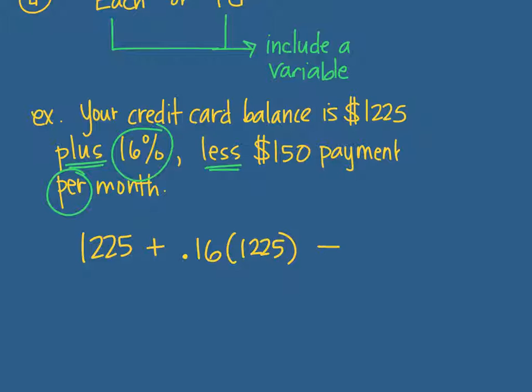Then I come up with less. Not less than, but less. $150, and that's per month, and so I do need a variable to represent the per month, so you can use M for per month, or if you like the variable X, you can use X per month. Doesn't matter to me what variable you pick. Just pick a variable. So you've got 1225 plus 0.16 times 1225 minus 150X.